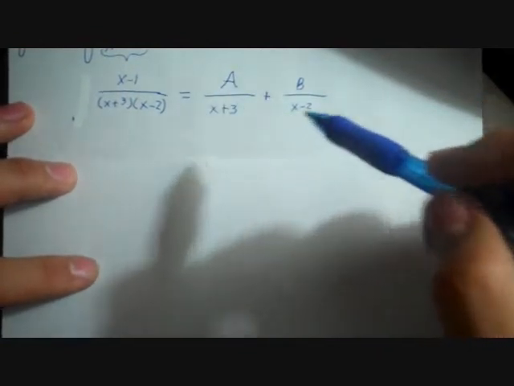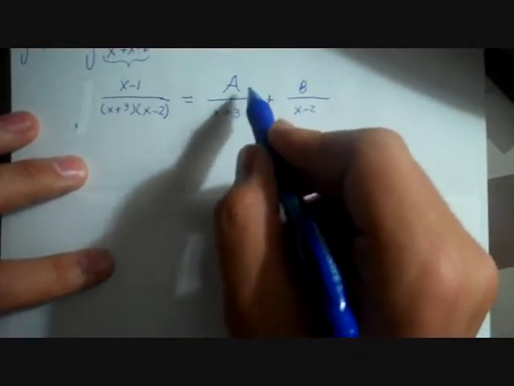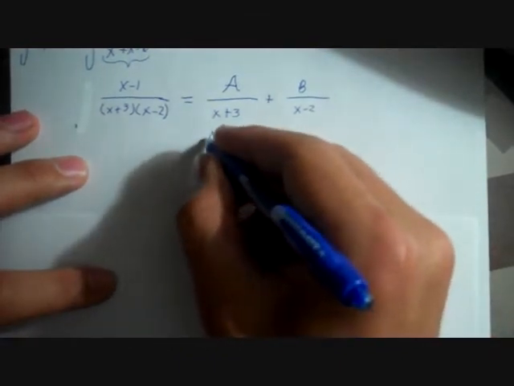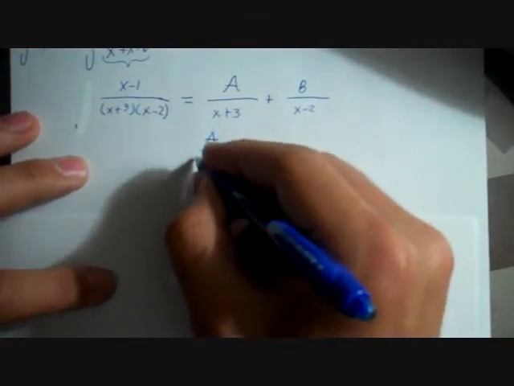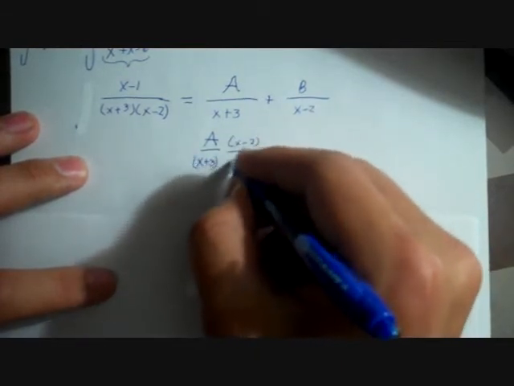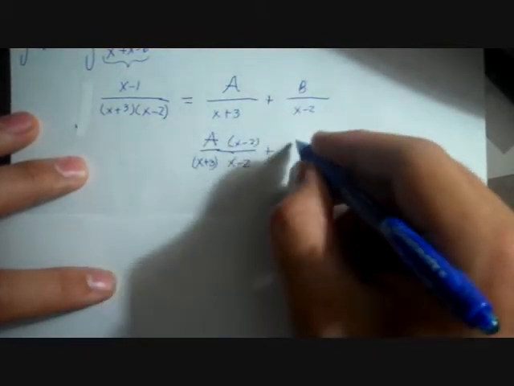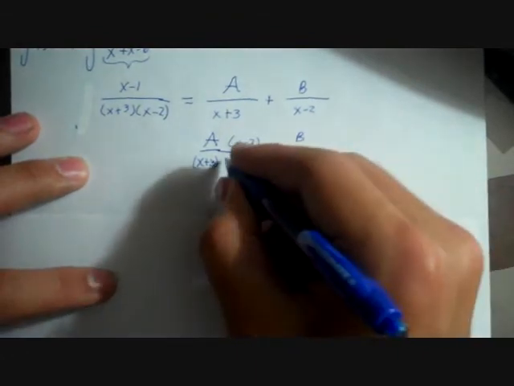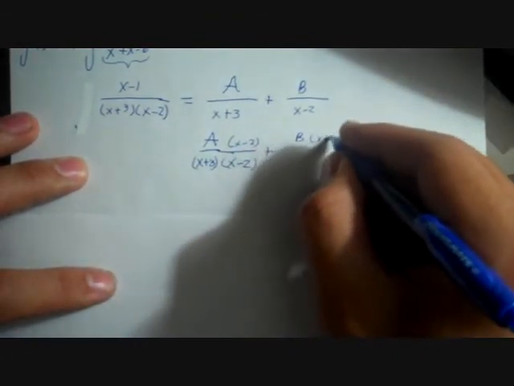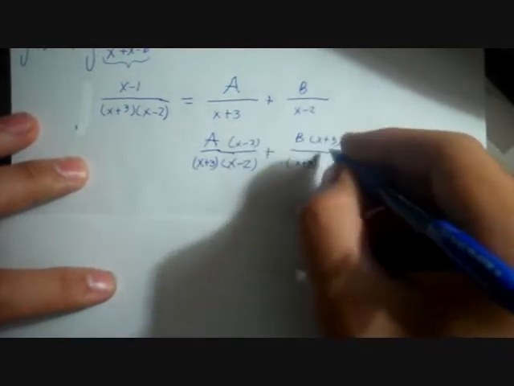How would we do that? If this was just a regular fraction and I said add them, you'd think we have to have common denominators. So we would have to multiply this side, a over x plus 3, by x minus 2 over x minus 2. And then we'd have to multiply this side by x plus 3 over x plus 3. And then we still have our other denominator, x minus 2.